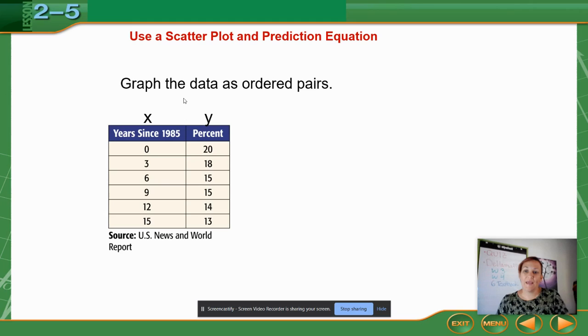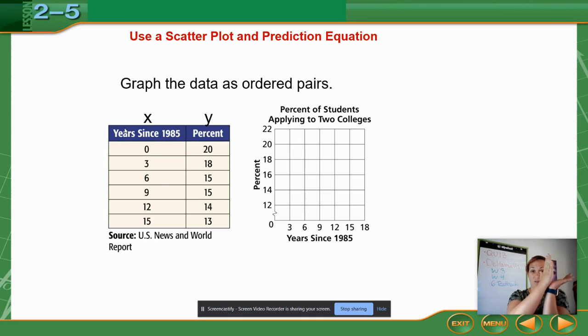So here we have our table from our first slide. And when you're given a table, the first column is always going to be your X coordinate, which tells you how far left and right to go. And then the Y column will always be the second column, and that tells you how far up and down to go. And so we're going to graph these numbers as ordered pairs. In a scatter plot, we normally have just positive numbers since they're representing an actual value in real life. And so it's okay to graph just the first quadrant of your graph, where all the positive numbers are.